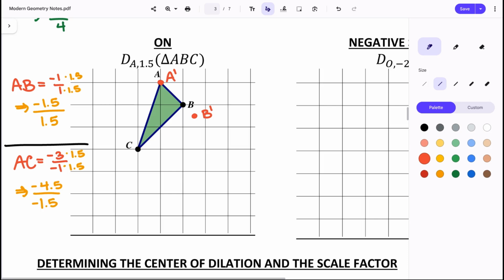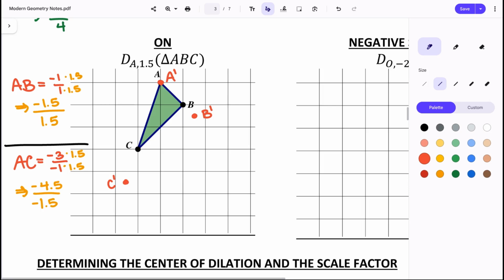Again, we start counting from A. So starting back up here at A, I'm going to go down 4.5 and then left 1.5. And so there's my C prime. And then when I connect these, the shapes should overlap.